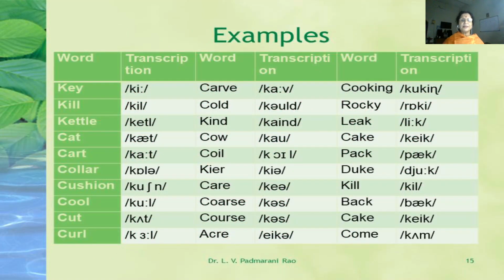Let's look at some examples. All these where k sound occurs in the initial position are to be aspirated. Consciously bring in this notion of aspiration for p, t, k production of sounds. K-E-Y, key. K-I-L-L, kill. Listen to the pronunciation and repeat after me. K-E-T-T-L-E, kettle.